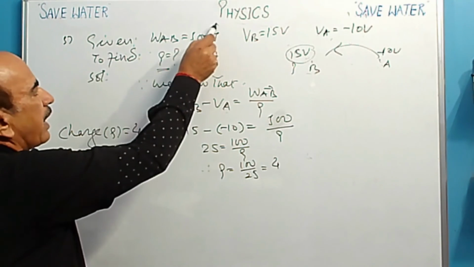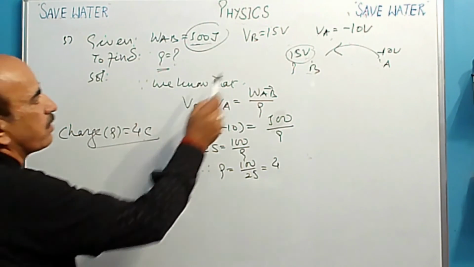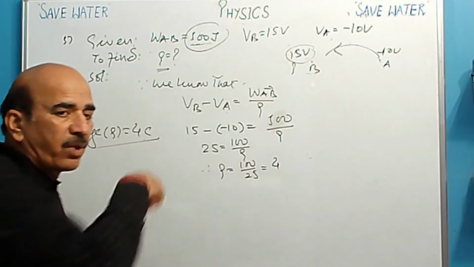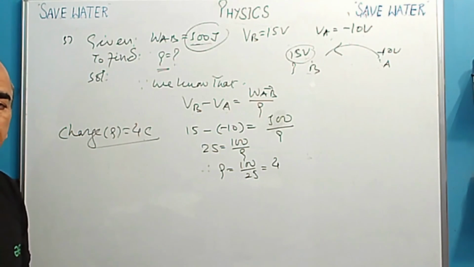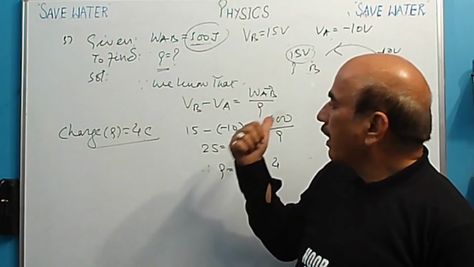Now you can find out how much work is done to move a 4 coulomb charge from point A to point B. वो हमारा नया question बन जाएगा. Yes? So note it down. Yes, okay, done this? Okay.